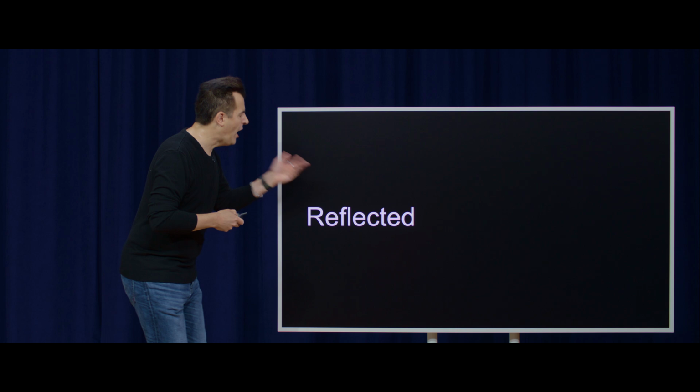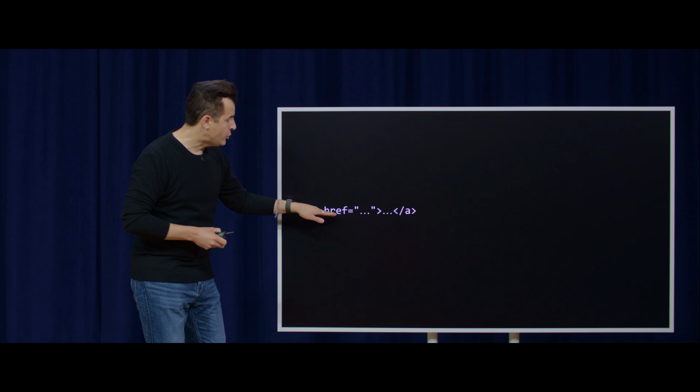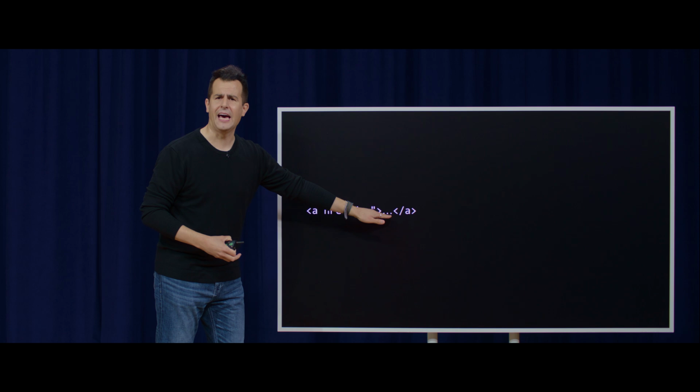Well, let's first consider what a basic link in a web page or an email looks like. It's, again, an anchor tag that starts and ends. It has an href attribute that represents the URL or file to which we're going to link the user, and then some text that the human will actually see in the web page.